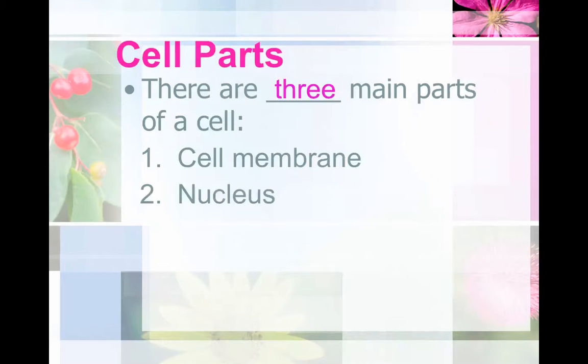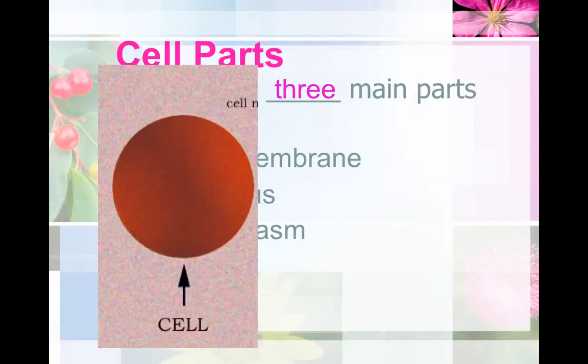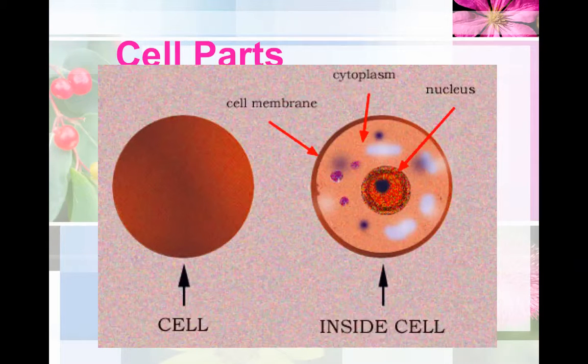There are three main parts to the cell: the cell membrane, the nucleus, and the cytoplasm. So here's a representation. You will be able to see these things under a microscope. It's very exciting. However, this is not what it's really going to look like. This is just a representation, an artist rendition, so to speak.